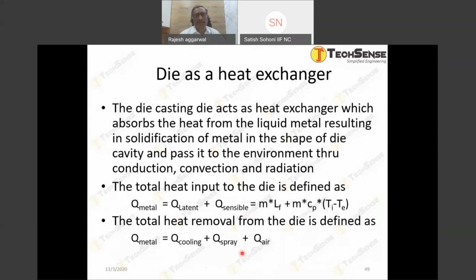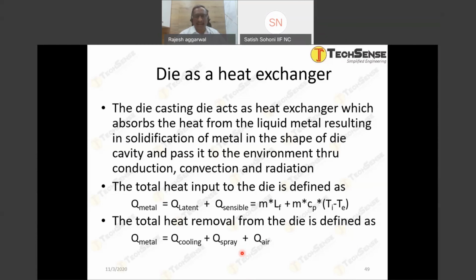So what is the root cause? Die basically acts as a heat exchanger, right? Which absorbs the heat from the liquid metal, resulting in solidification of the liquid metal in the shape of the die cavity, and passes it to the environment through conduction, convection, and radiation. It receives the liquid metal heat and passes it on to the cooling, to the surrounding, to the spray, whatever is the surrounding, right?